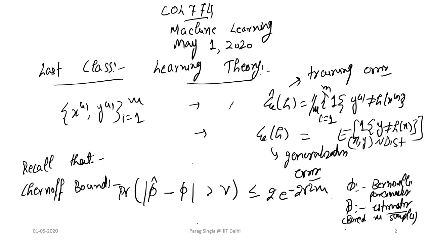Then finally we said that we can relate phi hat and phi with epsilon hat h and epsilon h by this analogy, or correspondence: phi hat essentially corresponds to epsilon hat h, that is our training error, and phi corresponds to the real parameter, the generalization error that we really want to estimate.